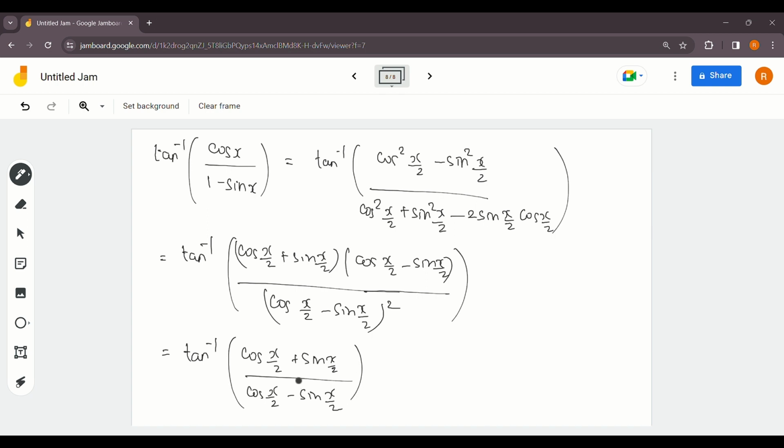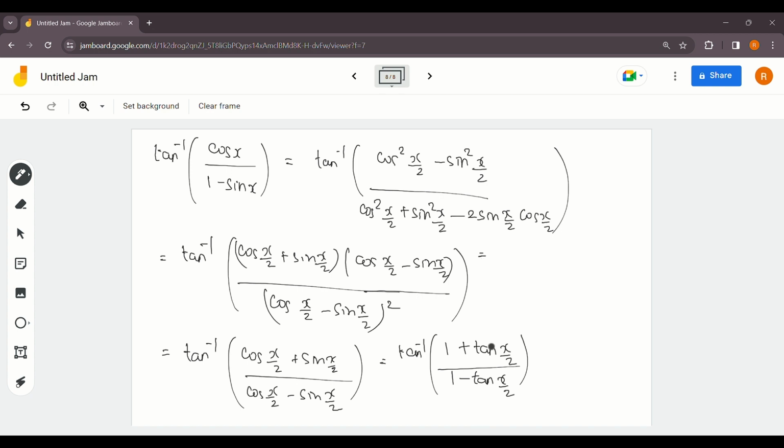Now how to proceed after this? The simple thing is you have to divide it with cos. Why divide it with cos? Because it becomes tan and this becomes 1, so you can consider applying another formula. That is why we are dividing with cos. So tan inverse of, now if you divide it with cos x by 2, it becomes 1 plus tan x by 2 by 1 minus tan x by 2.